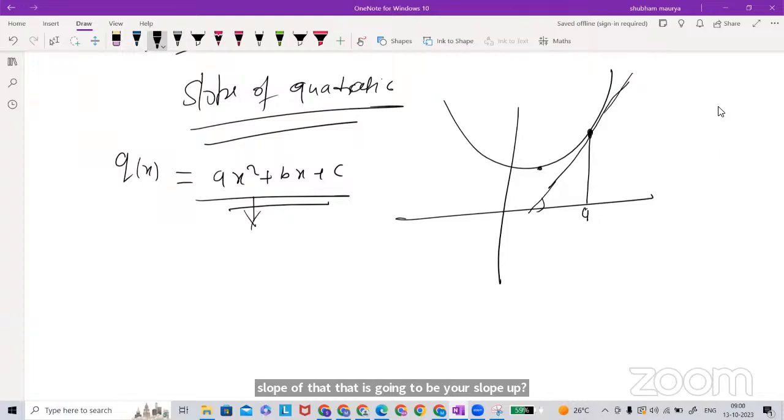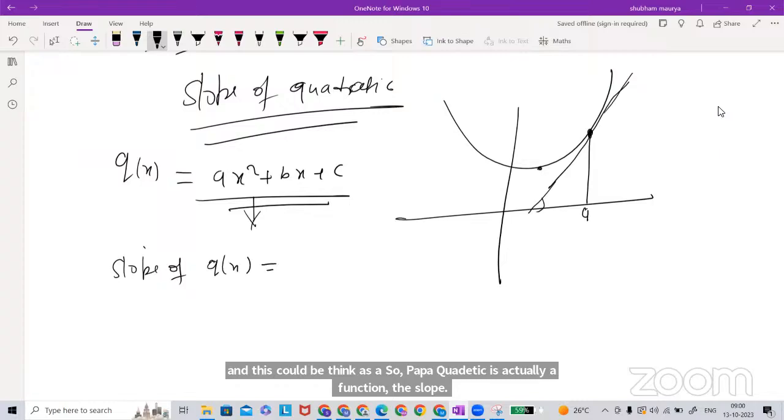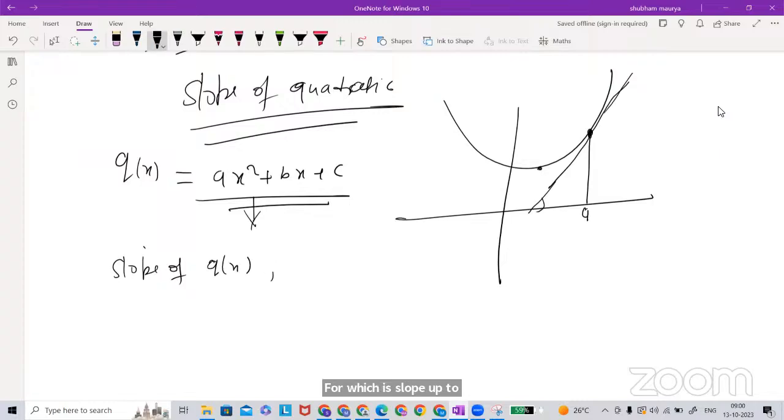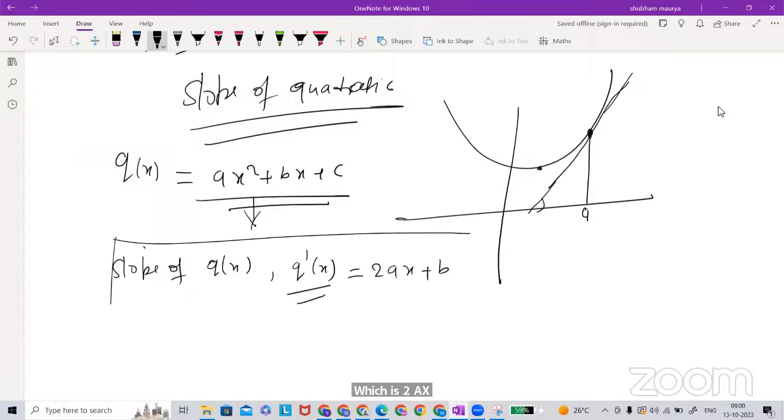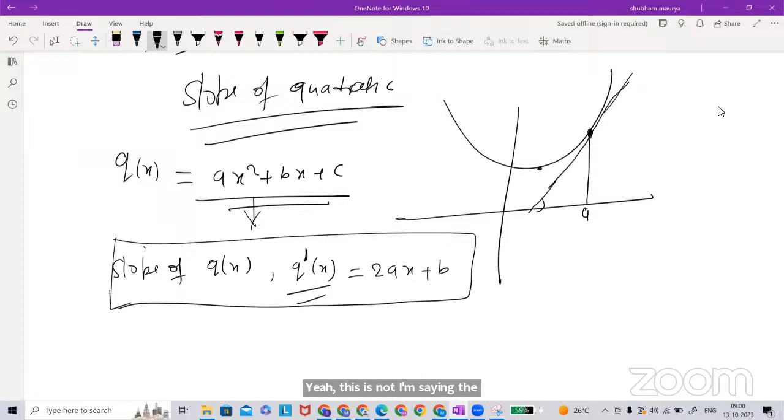This can be thought of as a formula. The slope of a quadratic, the slope of q(x), is actually a function. Let's represent it as q prime, which is 2ax plus b. I am not saying derivative, this is just a notation. This is q prime of x, which is a function. So in function form, this is the slope of a quadratic.